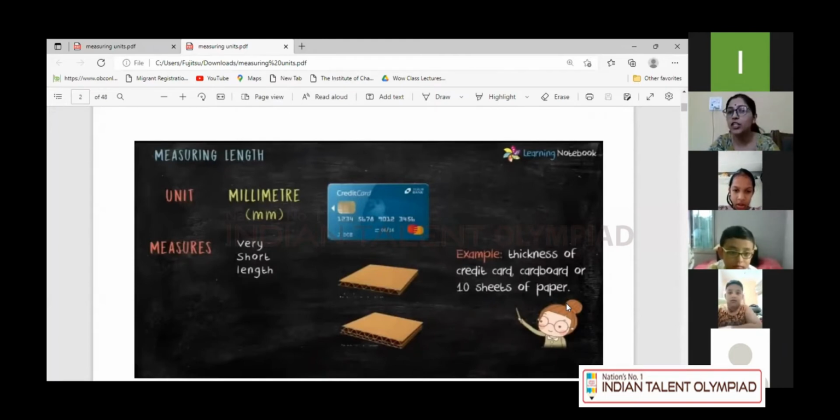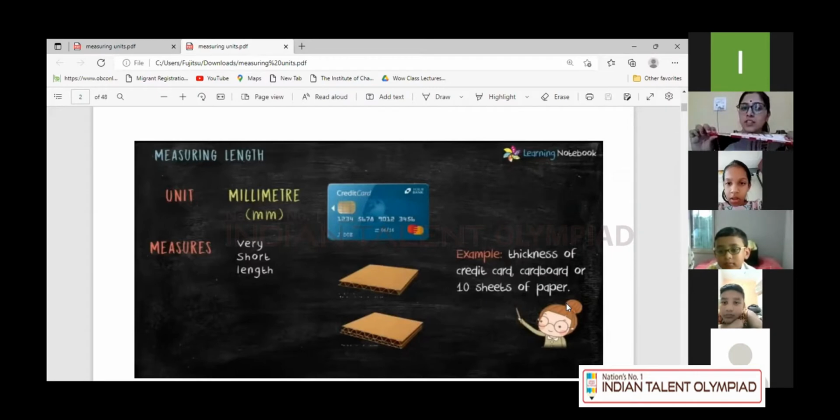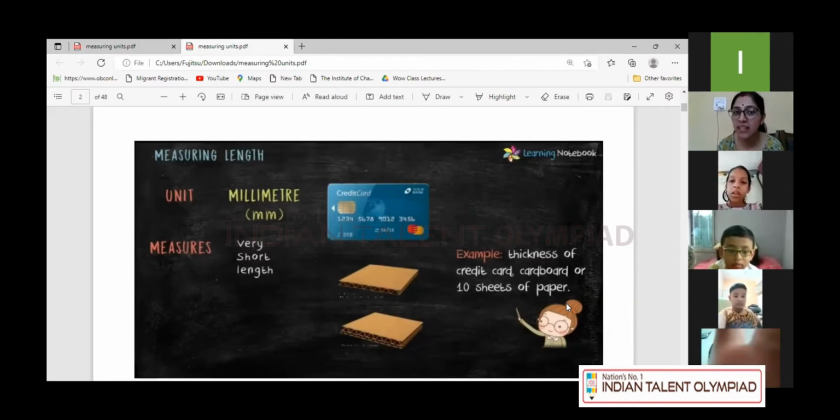How to measure length? Suppose there is an ATM card or a small piece of cardboard and all. How do we measure it? Can we measure it with an inch tape? No, it becomes very big. In length, there are 3 different units. This is a millimeter. Suppose I have a notebook. How do we measure the thickness of this? We will measure it in millimeters. Yes or no? The smallest unit of meter is the millimeter.